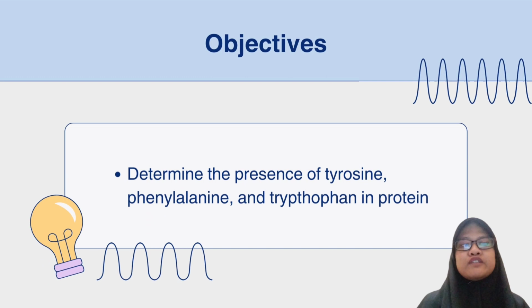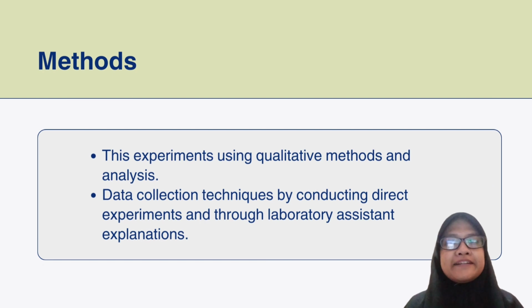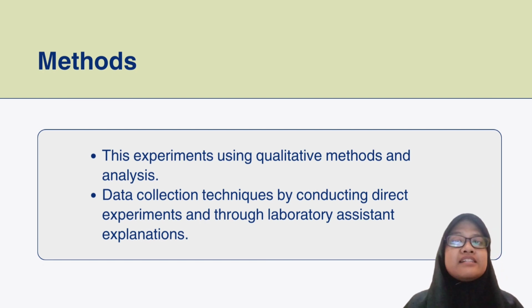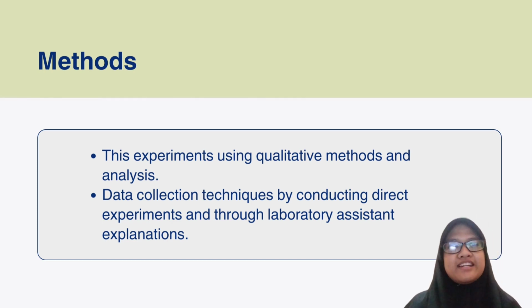Next is the purpose of Xanthoprotein. The purpose of Xanthoprotein test is to determine the presence of tyrosine, phenylalanine, and tryptophan in a protein. Let's move on and discuss about methods. In this experiment, we use qualitative methods and analysis, with data collection techniques by conducting direct experiments and through laboratory assistant explanation.